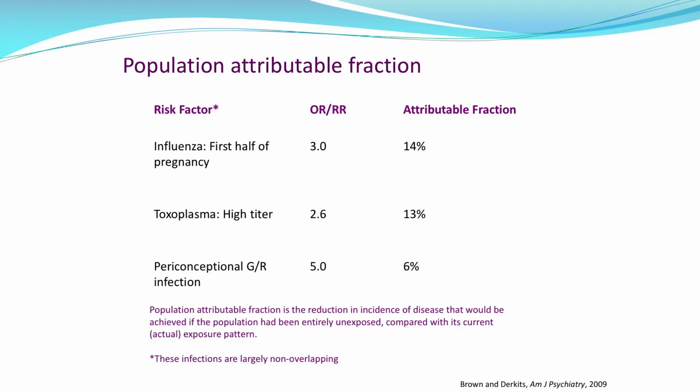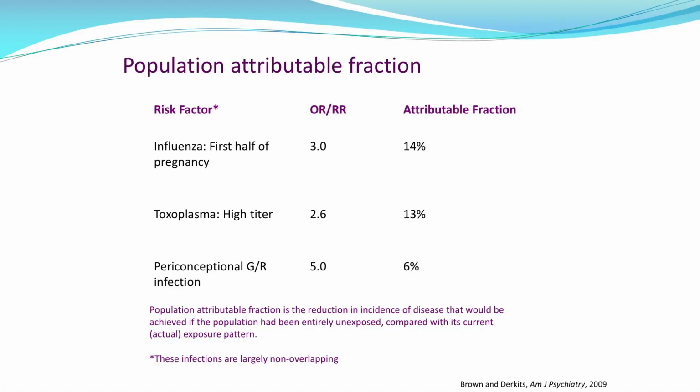So we looked at other risk factors in this sample, other infections, and then we calculated odds ratios. But we also looked at the population attributable fraction, which is explained here. It's the reduction in the incidence of disease that would be achieved if the population had been entirely unexposed compared with its current actual exposure pattern. So it's difficult to say that an infection causes this percent of the disease. It doesn't quite work well when you do that, for a variety of reasons. But what you can say is, if you were to eliminate all cases of the infection, which of course is not feasible, how much of a reduction in risk would you see?